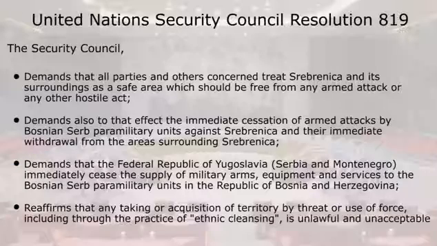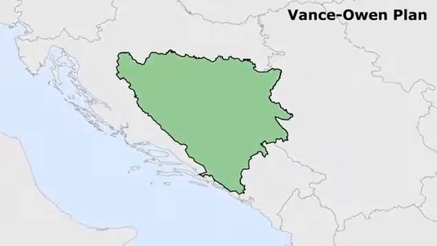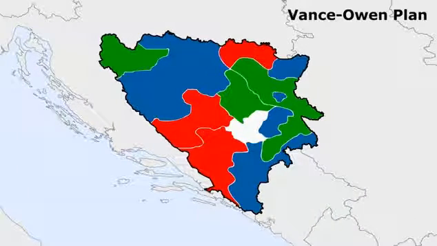Later, a unanimous UN resolution was adopted which declared Srebrenica and other Muslim-populated regions as a safe area. The international community devised a plan, the Vance Owen Plan, which would divide the country into 10 ethnic provinces, 3 Bosniak, 3 Serb, 3 Croat, as well as the neutral capital, Sarajevo.